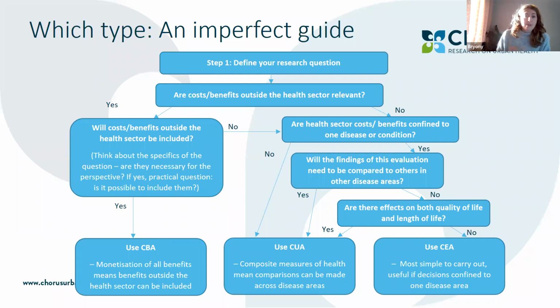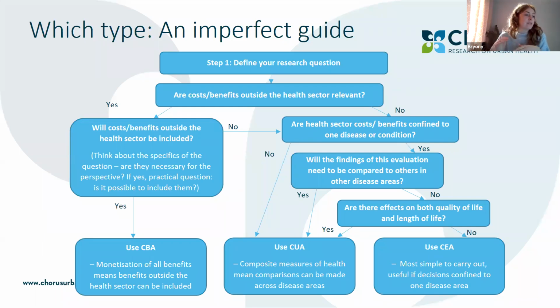However, if costs and benefits outside the health sector aren't relevant or won't be included, then we come to the questions on this side of the flow chart about whether the health benefits are confined to a single disease area, whether we need to compare our findings to other disease areas as well. And if costs and benefits are confined to one disease or condition, then this flow chart recommends cost utility analysis, because it uses a generic measure of health, which allows us to incorporate benefits from different diseases.